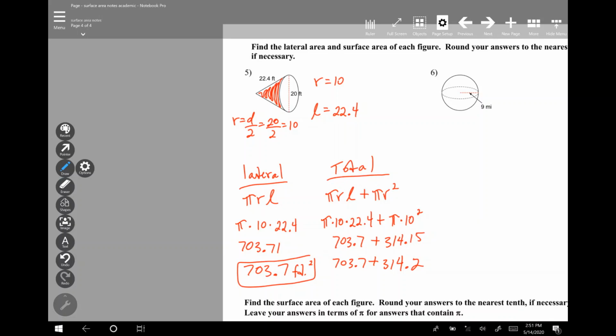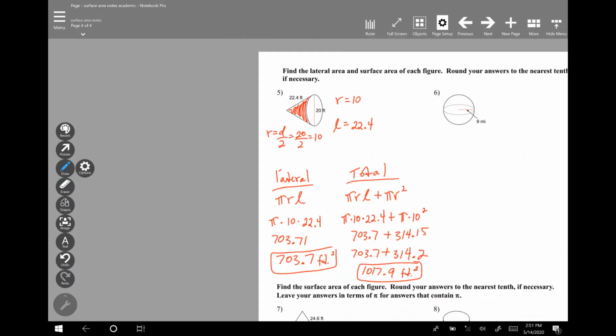703.7, and we get 1017.9 feet squared. So there you go, that's for a cone.